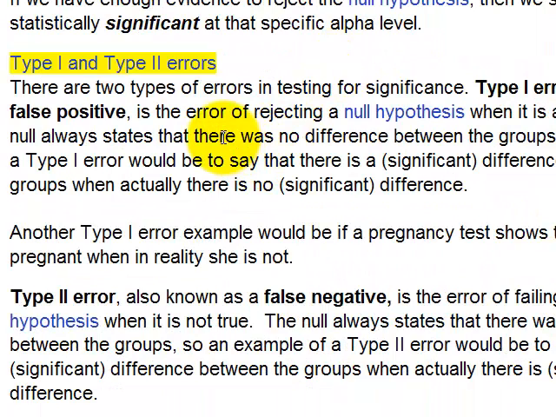Type 1, type 2 errors. Now, these are not errors made by the researcher. It's not like you made a math problem like you added when you should have subtracted or something like that.